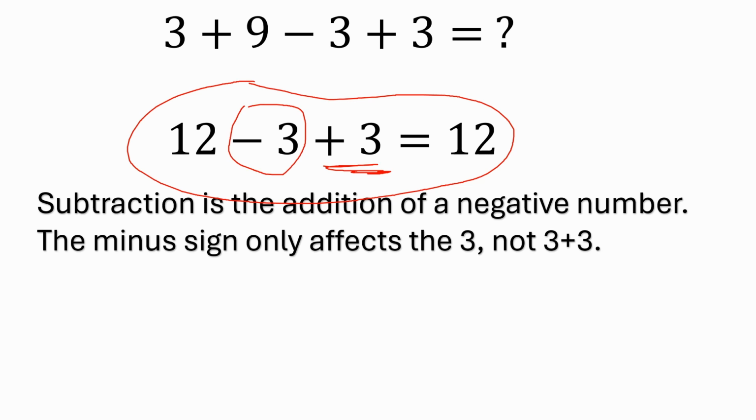The people who are getting 6 are failing at mixing addition and subtraction, which I would consider to be the very simplest thing that you could do. And so it doesn't matter. You can take your Dollar Tree calculator and you're going to get 12. 12 minus 3 plus 3 is 12.